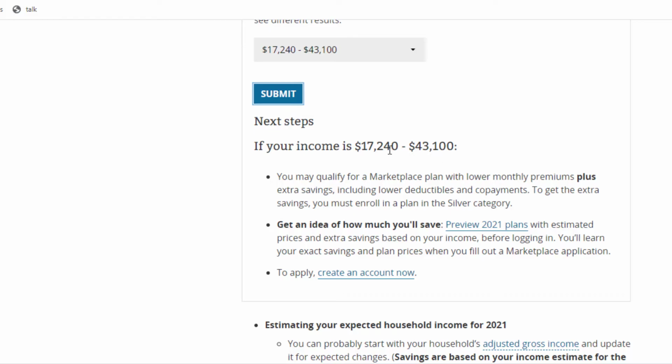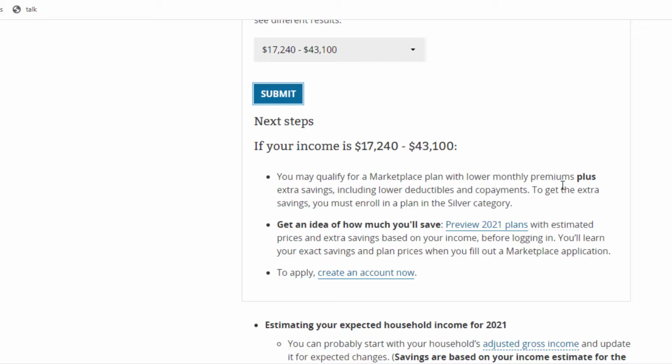So if this is your income range, if this is the bracket you fall into, you may qualify for a marketplace plan with lower monthly premiums. So this is what we're talking about, those premium tax credits that we've mentioned a couple of times. When you move forward, you'll see that you'll be eligible for a tax credit of X amount, and it'll show you what it would have been without the premium tax credit, and now what you'll be paying on your monthly premium. It's going to be a couple $100 usually, or more.